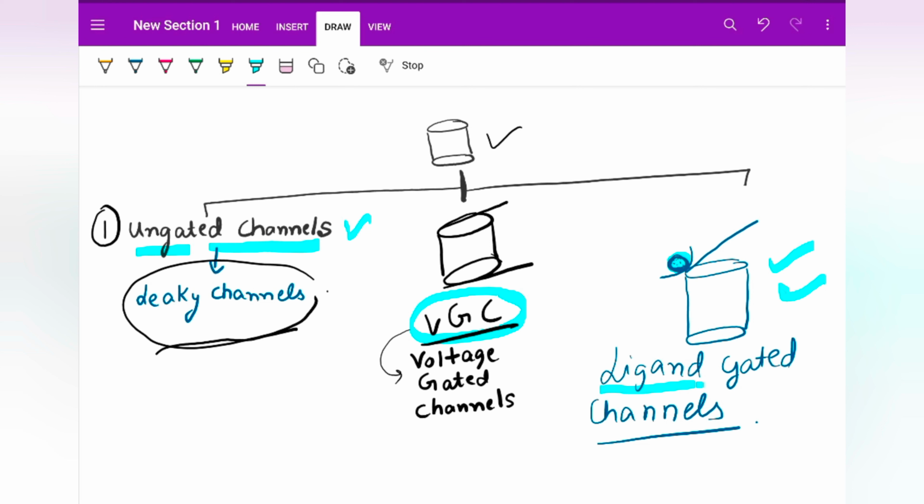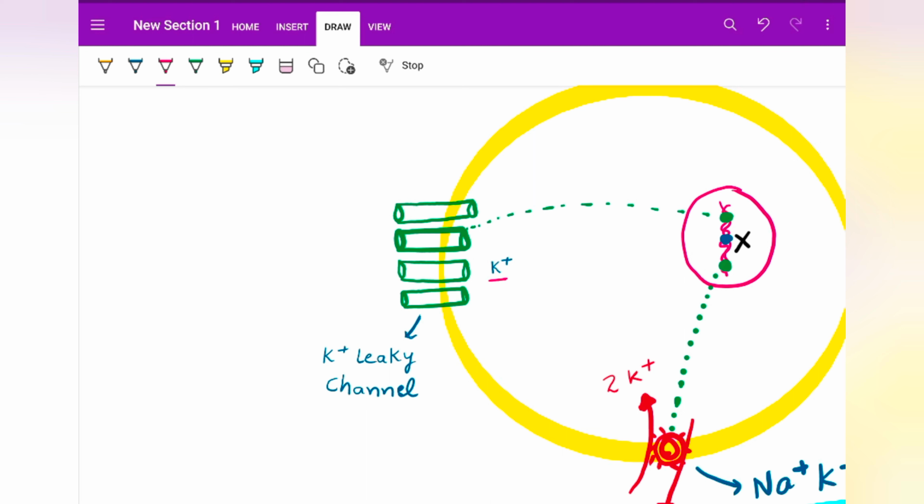Now, let's get back to this potassium. We'll see the behavior of this potassium. What is happening is there is a lot of potassium inside the cell, and the cell membrane is now permeable to potassium because of the K plus leaky channels. There is also a lot of sodium outside, but the cell membrane is not permeable to sodium. Now we'll see what really happens to this cell and how this K plus behaves.